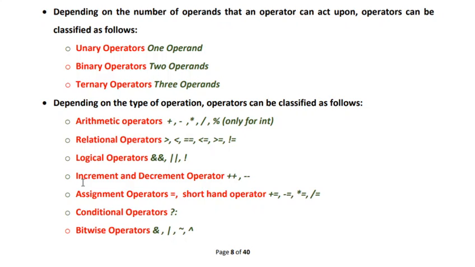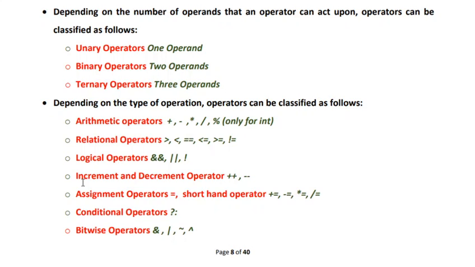Increment and decrement operators are unary operators that are capable of incrementing the value of a variable or decrementing the value of a variable. Plus plus is a unary increment, so it will increment the value of a variable by 1. If I write plus plus a or a plus plus, it means it is incrementing the value of a by 1. Decrement will decrement the value of a by 1.